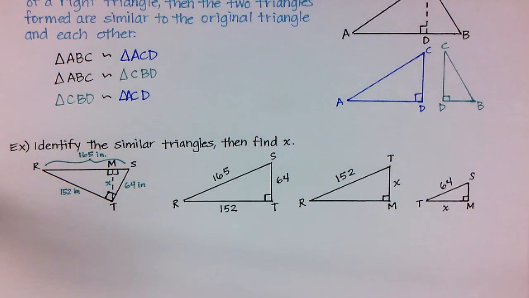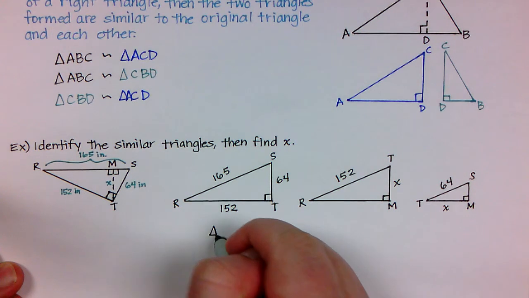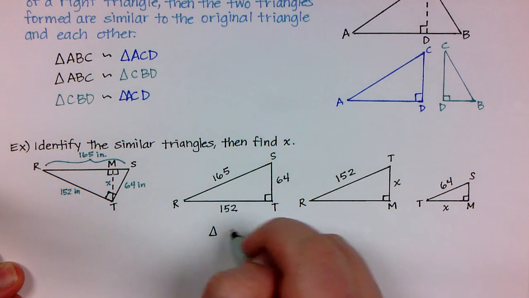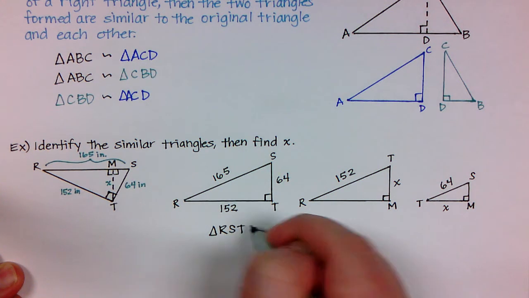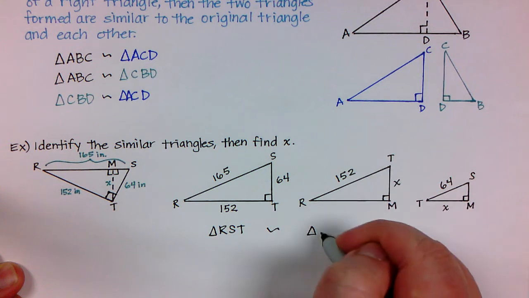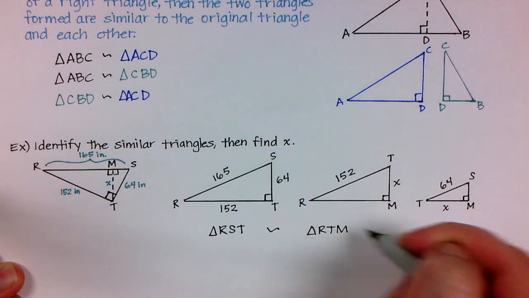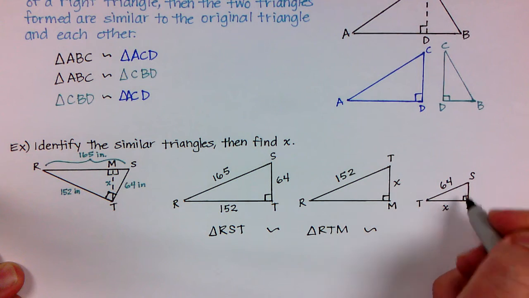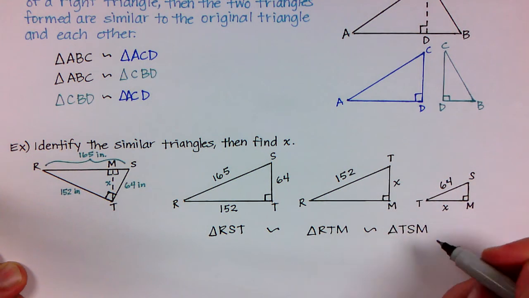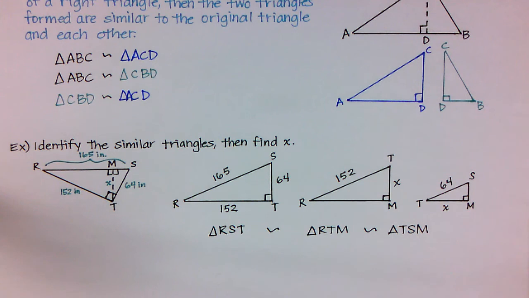So let's do the first part where it's asking us to identify the similar triangles. Now that they're all drawn in the same fashion, I can say that triangle RST is similar to triangle RTM, which is also similar to triangle TSM. So that's our first part. Now we just need to find what X is.